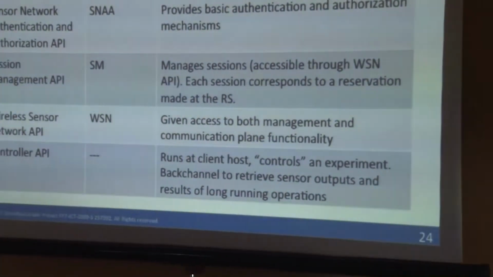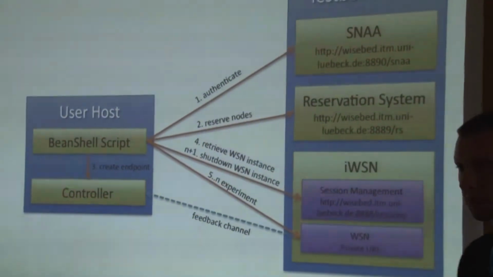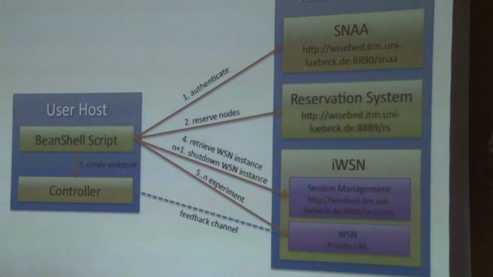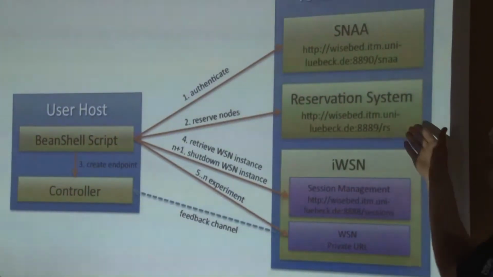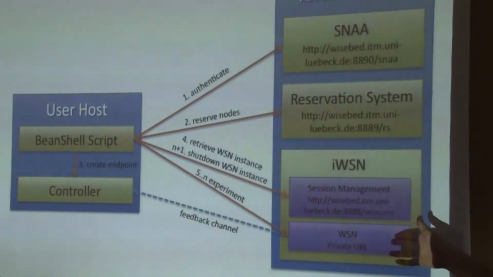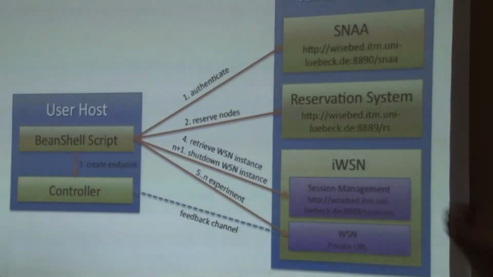Okay. So, and then if you look at the API interactions, basically following that experimentation lifecycle that we've seen today also. First step, you authenticate with the SNAA, then you reserve the nodes. When you've done that, you go to session management, get a handle to the WSN API which has a hidden URL, and then you can just run your experiment.